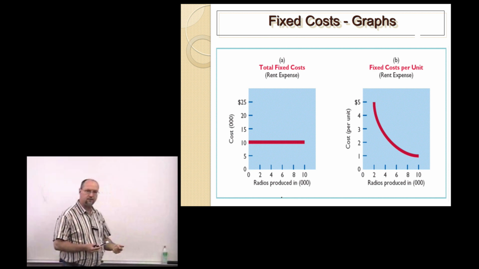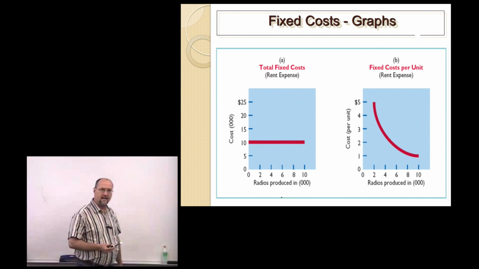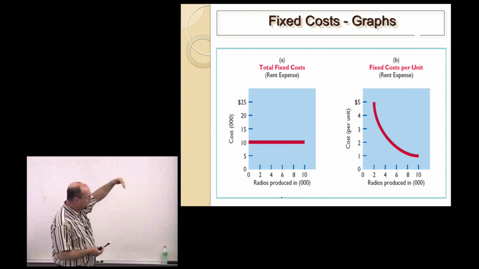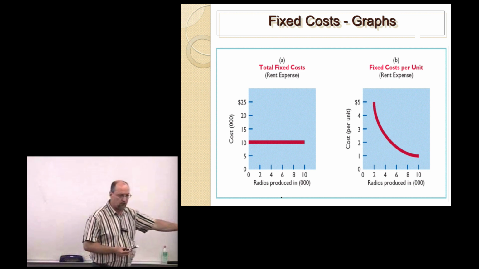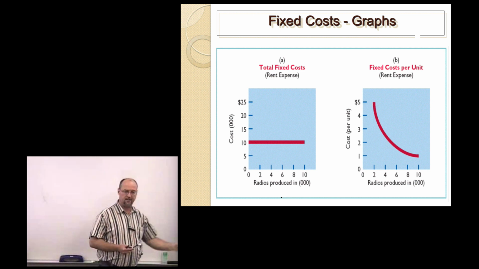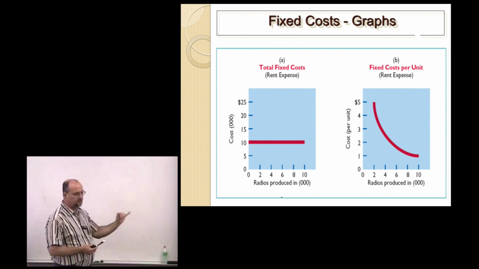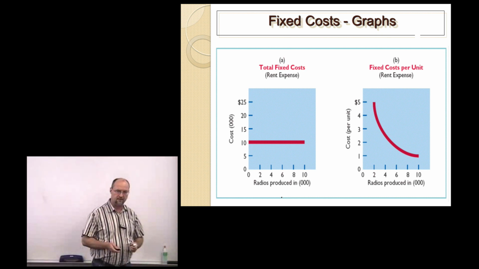If I produce 10,000 units, then I only have to charge $1 for each unit produced to recover my fixed rent cost. As a result, the more we produce, the fixed cost per unit decreases. Okay, and these are important concepts for any business to understand, is which costs are variable and which costs are fixed.